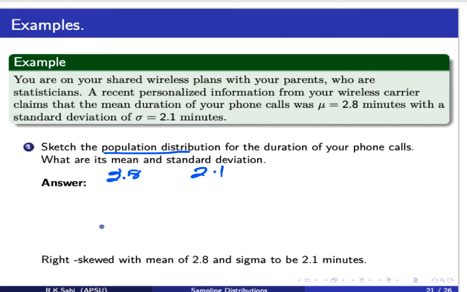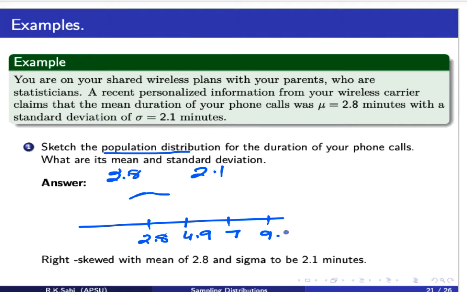So if I sketch the distribution, let's see what happens. We say 2.8, remember that's where the mean goes. And if I add 2.1 to it, it's going to be what? 4.9. And then when we add another 2.1 to it, what are we going to see? A 7. And then another 2.1, 9.1. Okay? So that means this is how my graph looks.